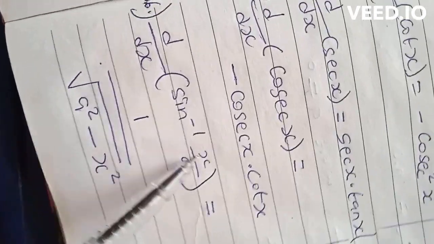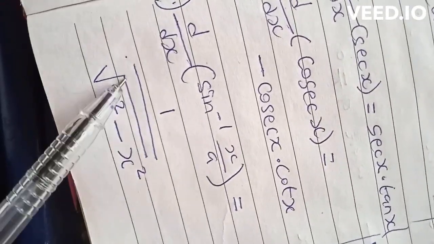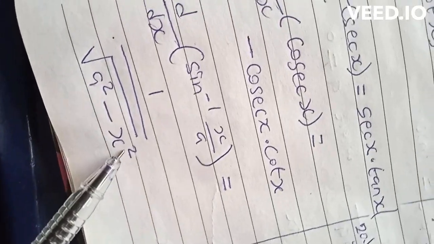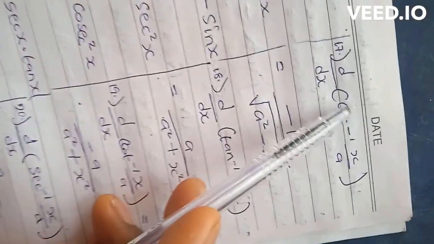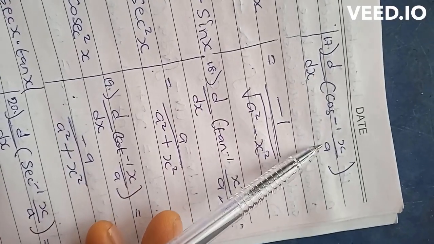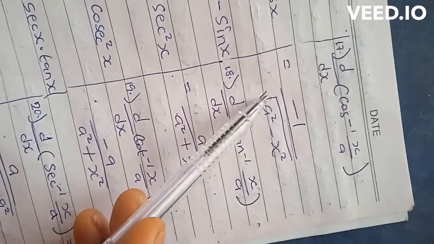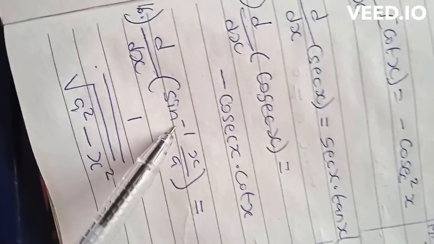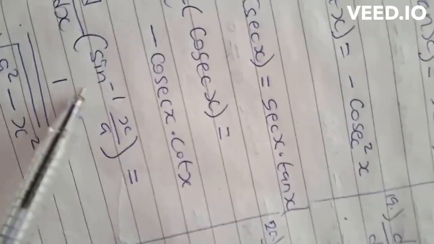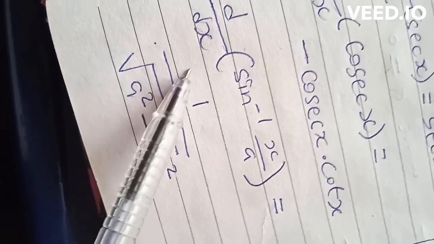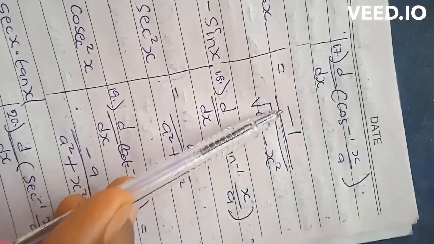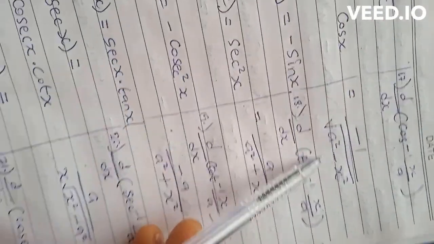Differentiating sine inverse of x over a is equal to 1 all over square root of a squared minus x squared. Differentiating cos inverse of x over a is equal to minus 1 all over square root of a squared minus x squared. Remember, differentiating sine inverse of x over a and cos inverse of x over a gives you the same result. The only difference is the sign: for sine inverse you have positive, but for cosine inverse you have minus 1 as the numerator.